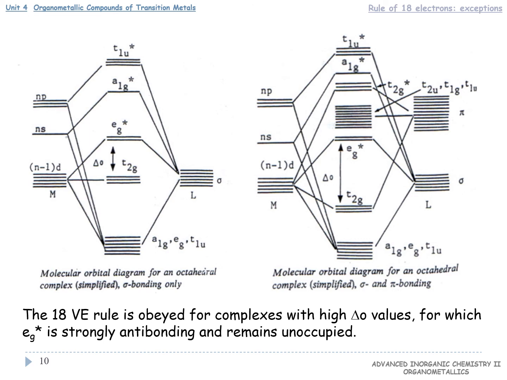Therefore, complexes will comply with this rule when they have high values of delta octahedral, which causes the occupation of the antibonding orbitals not to be favored.